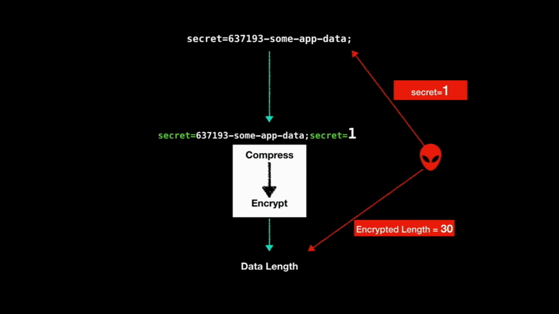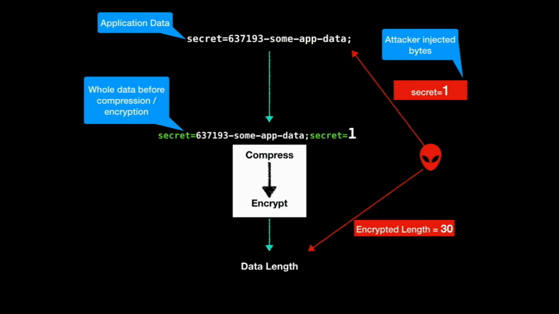So going back to the diagram that I just showed, I'm just trying to fill it up with some more text. In this case, the one at the very top is the application data. If there's an application that is trying to encrypt something, this is the data that it's going to give to the encryption algorithm. Now, assume the attacker can also inject something into it, just like I said. So here in this case, it's secret equals 1.